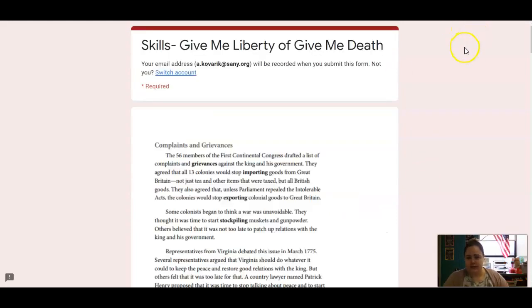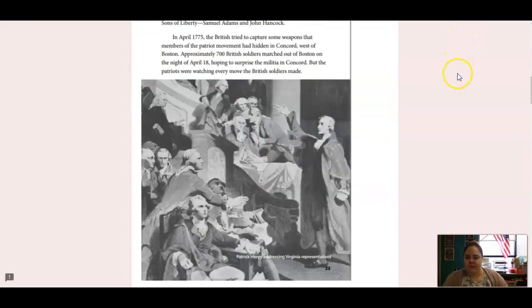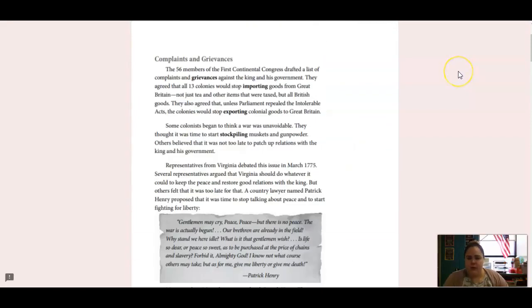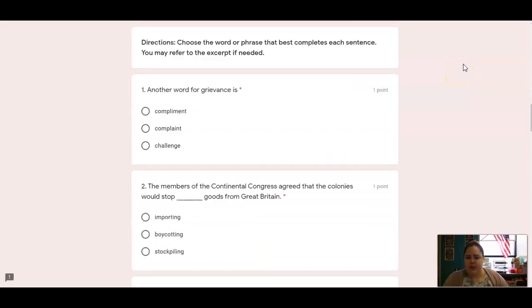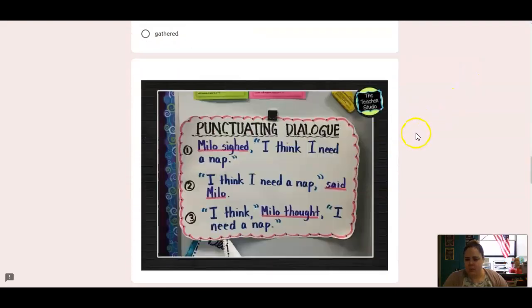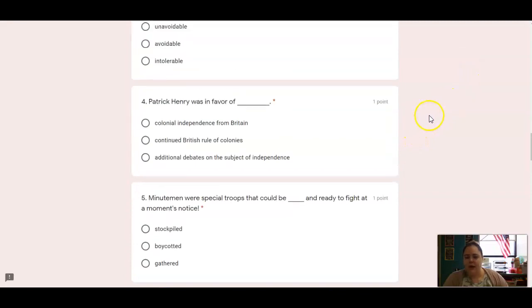All right, skills. So you have this passage from the text we just read, which is a section about the Continental Congress. So you're going to respond to numbers 1 through 5. Those are all in that text that I just gave you. Make sure you use your vocab and look within the text for the answers.